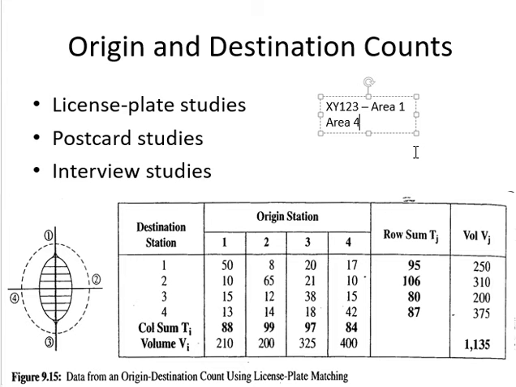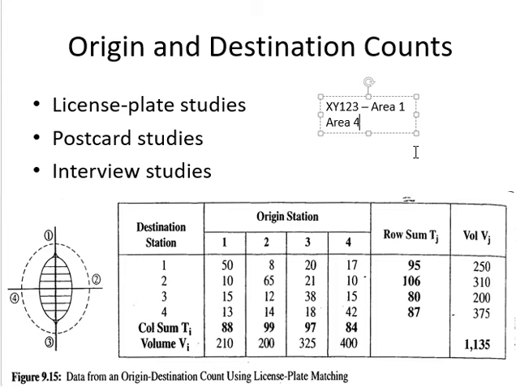Then we have interview studies. So you go to people's houses and you interview them. You go to different houses in the zones which you have made, and then you ask them what the origin, destination, and travel time are, how they travel, and so on. Interview studies are generally longer and they have more questions, so you can use the data in some other studies as well.